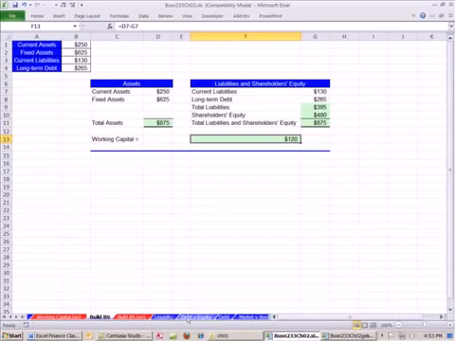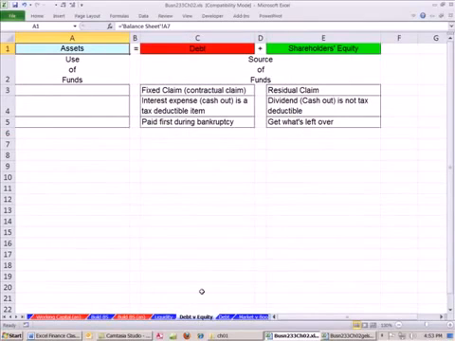All right, let's go over to debt and equity. We're still talking about the balance sheet. In finance, we have assets, that's the use of the funds. On the other side of the equation, we have debt and equity, the source of funds. Now, what's the difference? Debt is a fixed claim. It's a contractual claim. You must pay the full amount back at some point in the future, and interest.